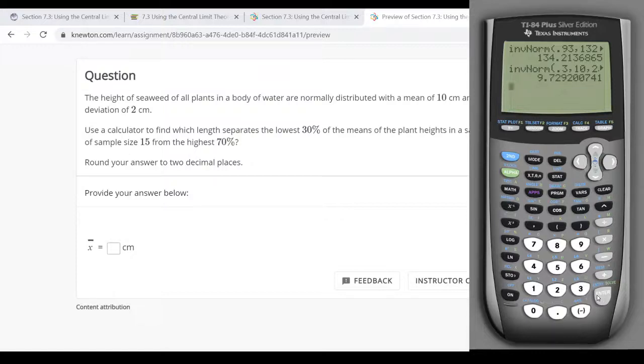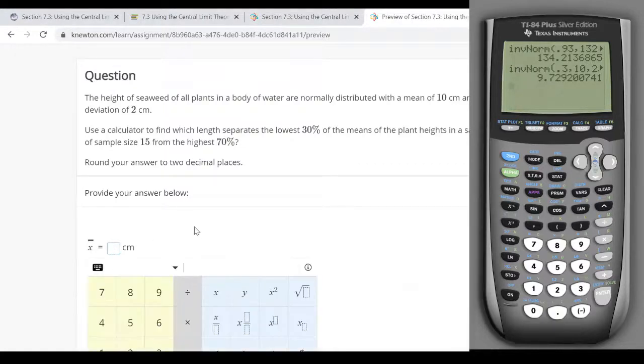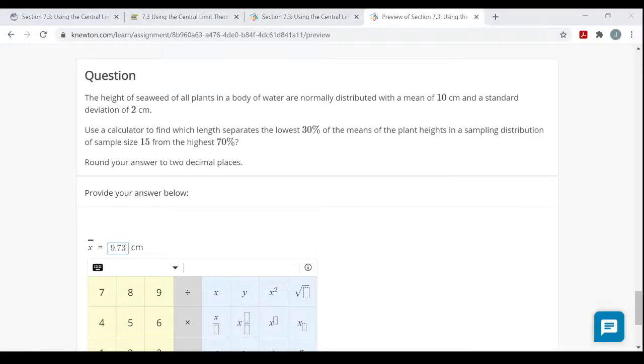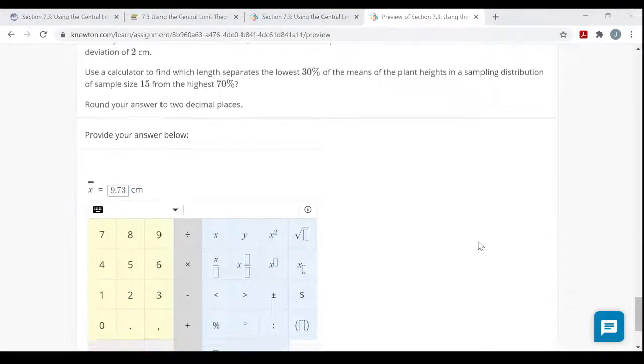Now it doesn't say round up or round down, just round, so the normal rounding. 9.73, so a mean value of 9.73 centimeters would have 30% below it and 70% above it. So again, please read carefully, like I did not. The first one doesn't say round up or round down, just round like you normally would.